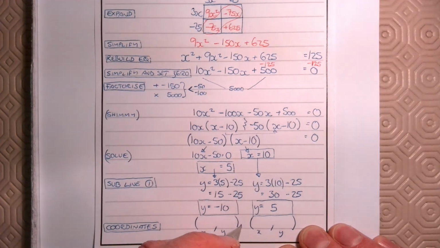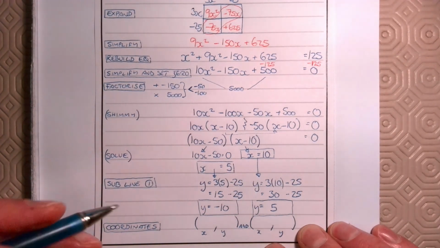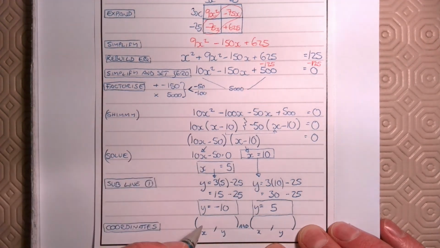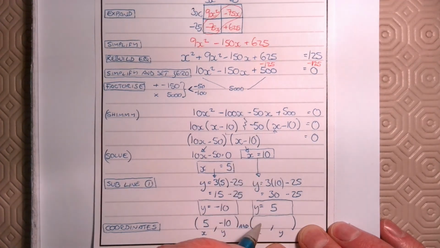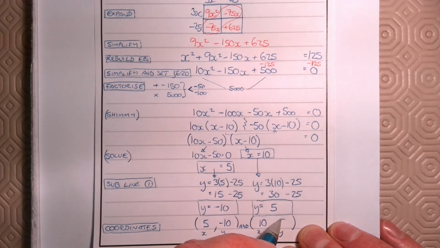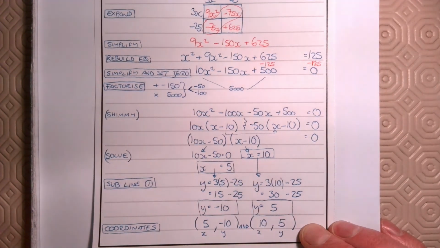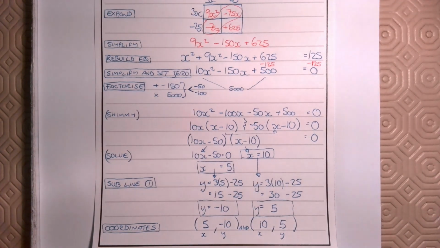And there are 2 solutions. Let's put an and in there. Right, so I've got x is 5. Matches up to the y is minus 10, and the x is 10 matches up to the 5. And that is how we solve 2 simultaneous equations when one of them is a line and one of them is a circle.